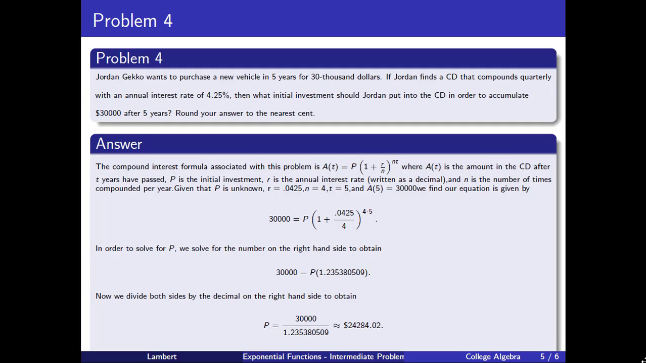But what does that equal? It's approximately $24,284.02. Now, we should also do a check. And what do we mean by that? Well, does this number make sense? Notice we want to finish after 5 years with $30,000. So does $24,284.02 to start with make sense? Yes, it's a lesser value, and it increases to get to that 30,000, right?